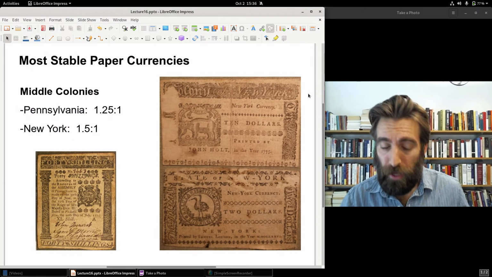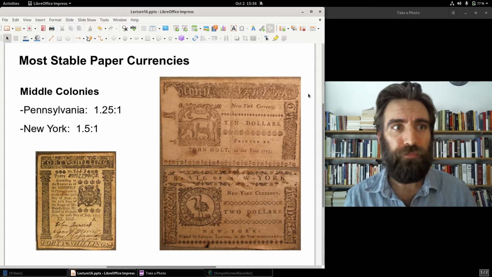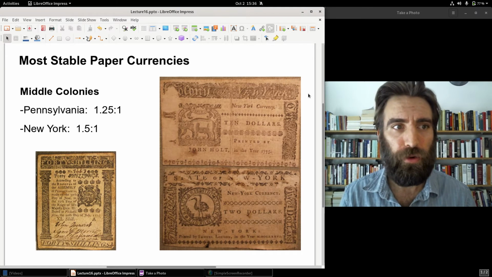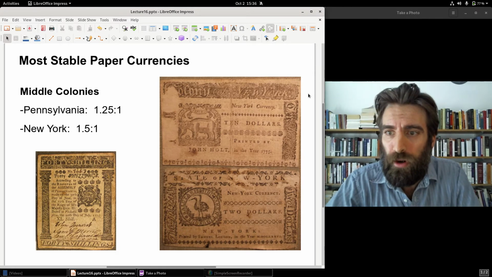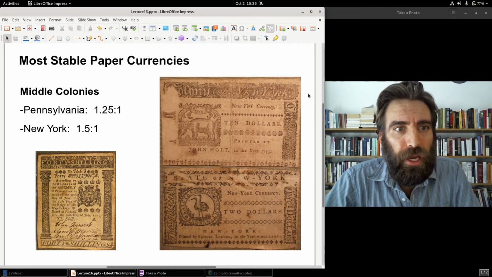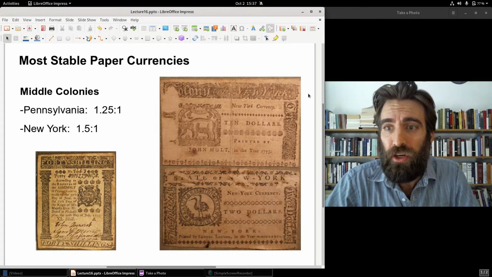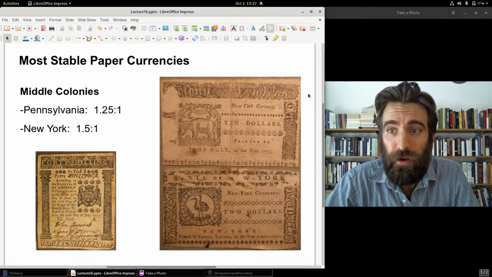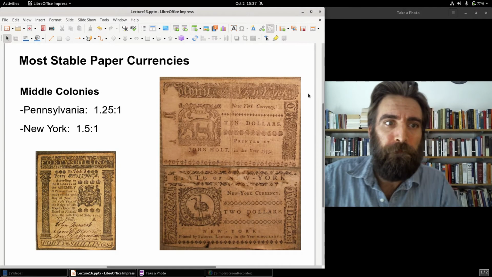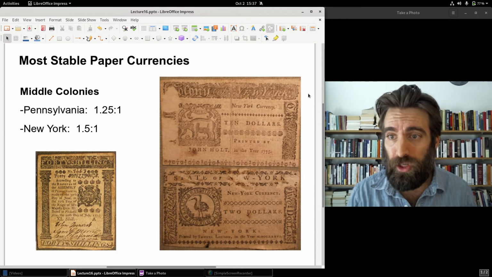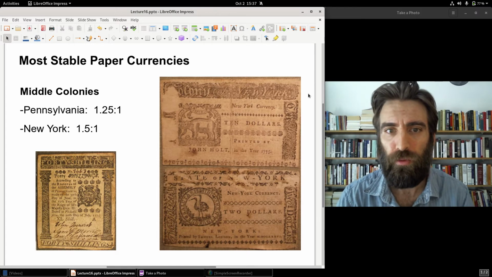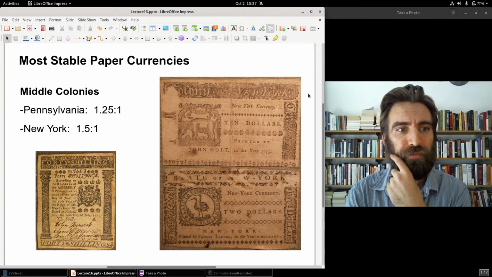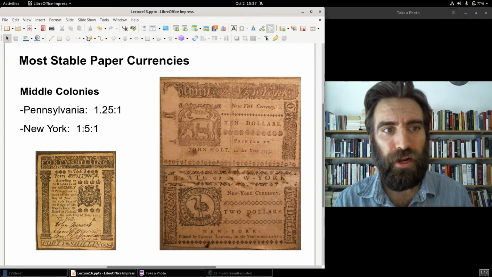On the contrary, you had some colonies with currencies that were quite stable. Pennsylvania was one. So was New York. In Pennsylvania, the exchange wasn't totally on par, but it was pretty close. If you had 100 shillings worth of coins, all you needed was 125 shillings worth of paper notes. New York was 1.5-1.